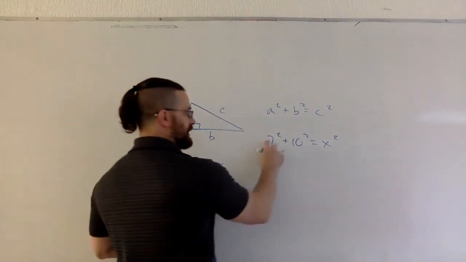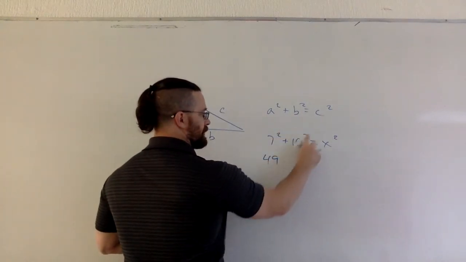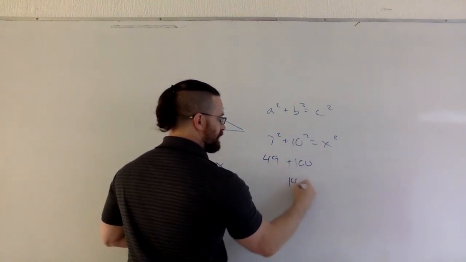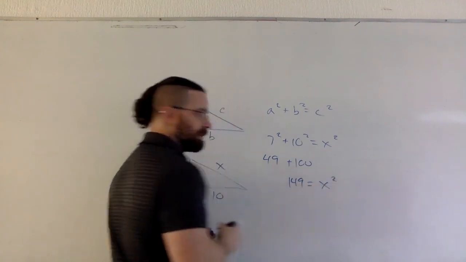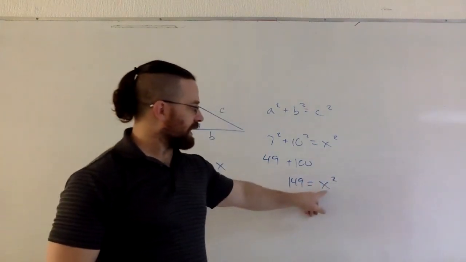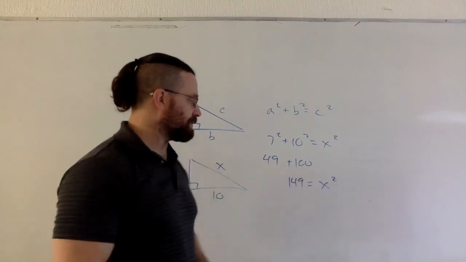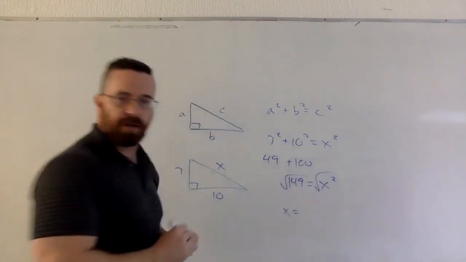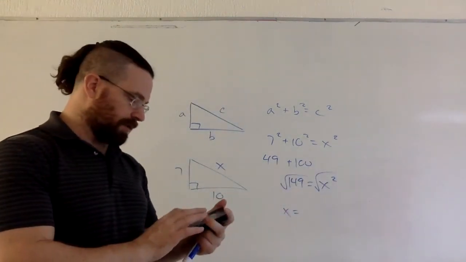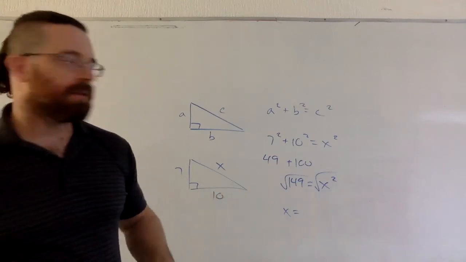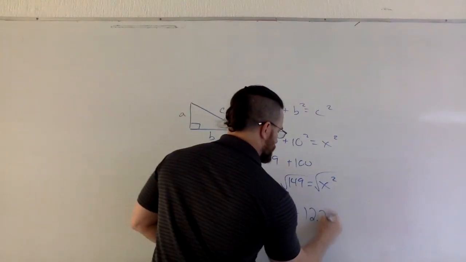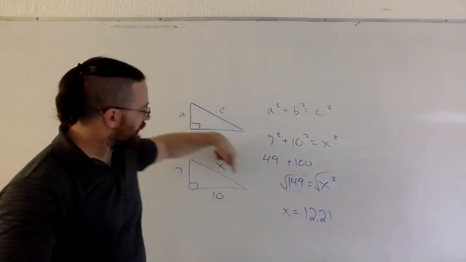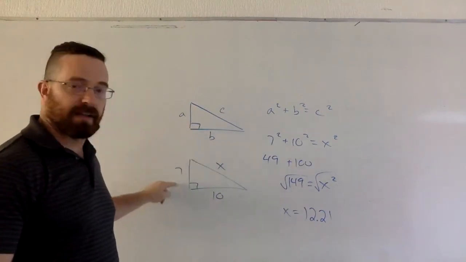From there, 7 squared is 49. 10 squared is 100. If I add these together, that's 149, and that has to equal x squared. I have to continue solving for x, so I have to get rid of the exponent. So I take the square root. So x is going to equal the square root of 149, which is 12.21. So this would be the length of my hypotenuse, given these two side lengths.